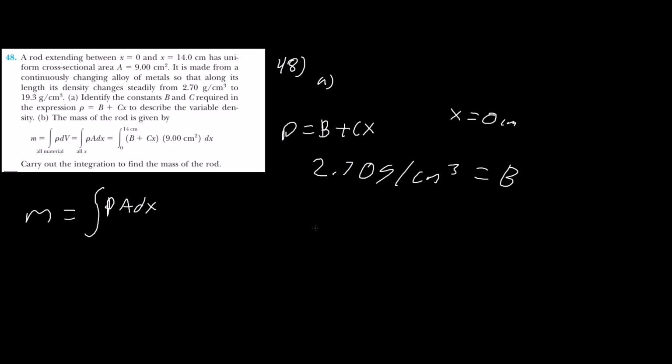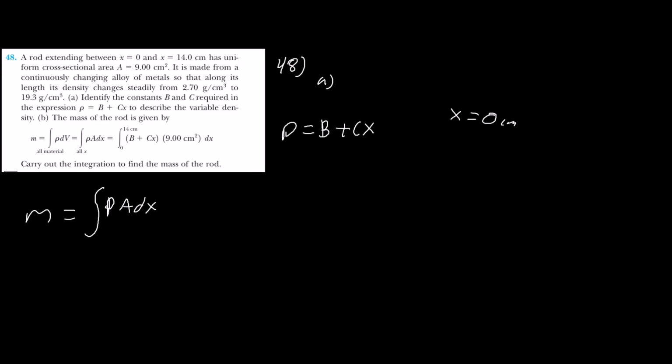So when x equals 14 centimeters, the density changes from 2.7 grams to 19.3 grams per centimeter cubed when x is 14. So this is going to equal B plus Cx. B is 2.7 grams per centimeter cubed, so this variable is already solved. x is 14 centimeters, so all you have to do is take this value minus the B, divided by x, and you get your value C. And let's get what that value is.